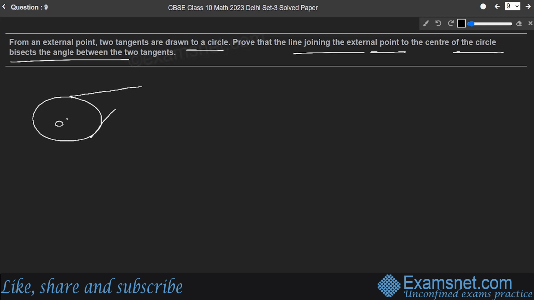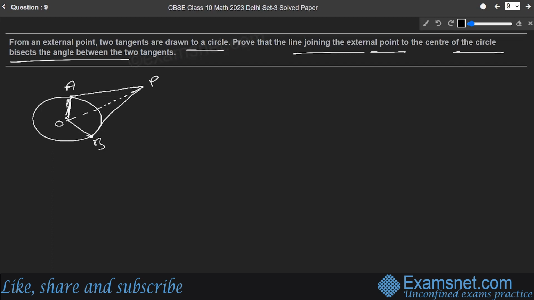Let us draw the tangent like this, and the common point is, let's say, P. Let us join the radius of the circle with the tangent point. The tangent points are A and B, and these are the radii OA and OB. Let us also join the line from the center of the circle to the point from where the tangents start. So this is the figure that we are talking about.